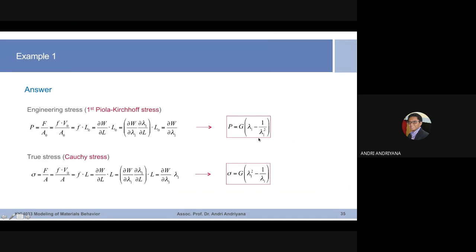As you can see, the equation is non-linear. You have here G, which is the shear modulus, times lambda 1 minus 1 over lambda 1 squared. It is a highly non-linear equation. It is also sigma equal to G times lambda 1 squared minus 1 over lambda 1. So you don't have the relationship G times lambda 1. It is not linear. It is highly nonlinear. You have this term here, which renders the equations highly nonlinear.